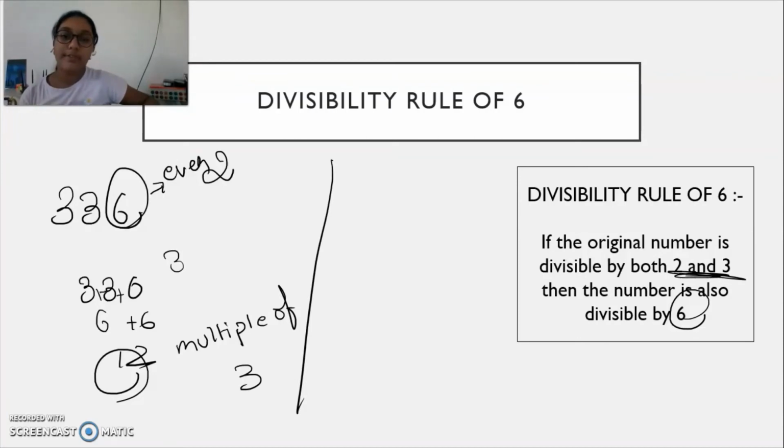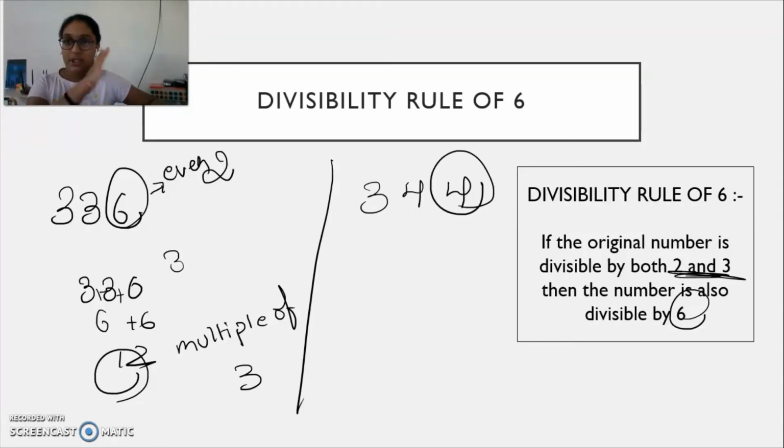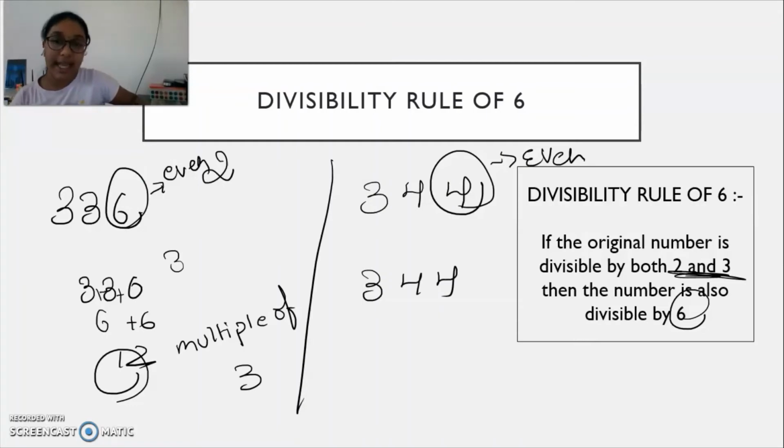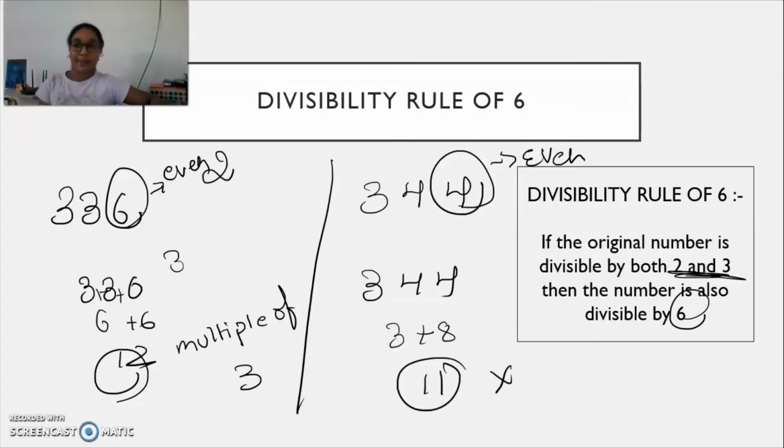Let's take the example of 344 maybe. Now the last digit is even, so thus it is divisible by 2. Now let's add all of this. 344: 3 plus 4 plus 4, 11. 11 is not a multiple of 3. So it does not satisfy the case of 3. So thus 344 is not divisible by 6.